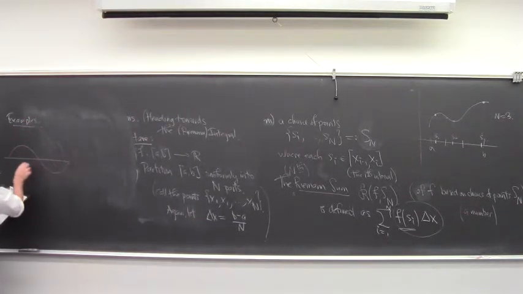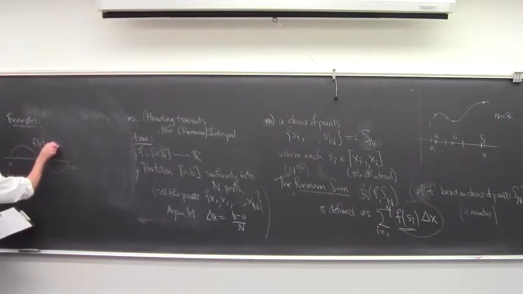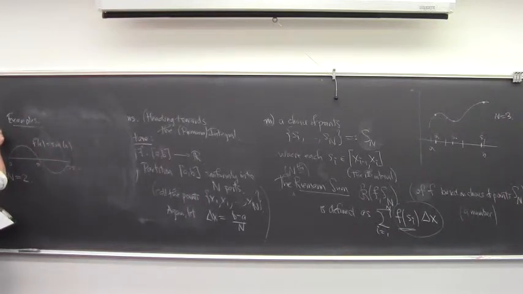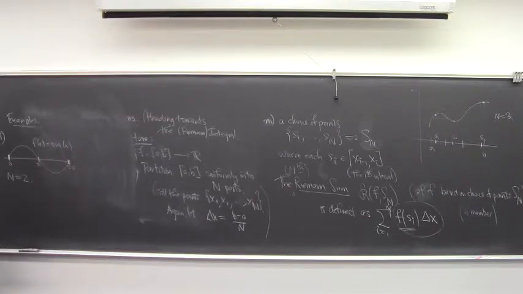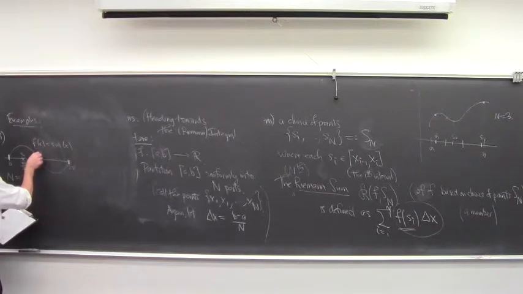Somebody gives you the sine function. So here's 0 to pi, and says, let's take n equal 2. So here's f of x, the sine function. We take n equal 2, so we divide the base into two parts, and maybe I feel like making a Riemann sum. I'm going to take pi over 2 as my first sample point. I'm going to take pi as my second sample point.